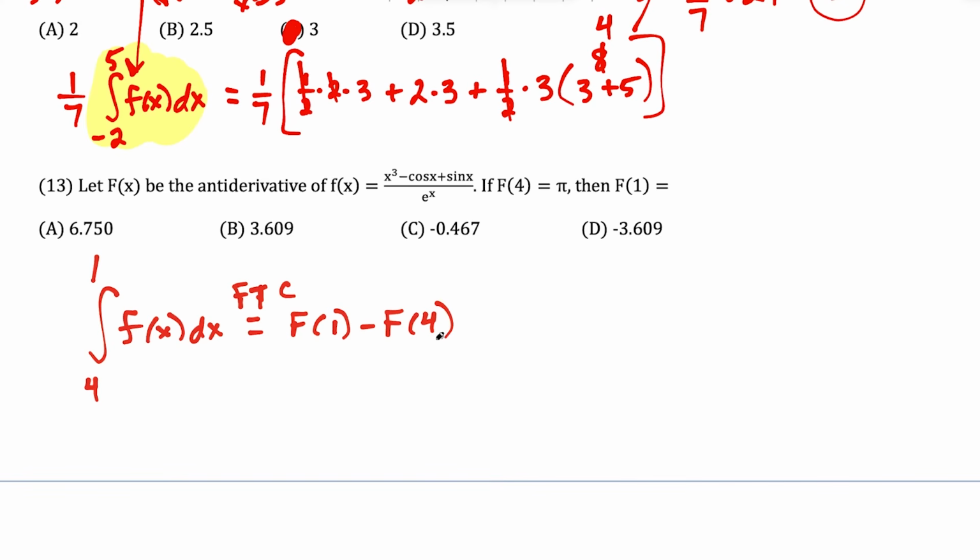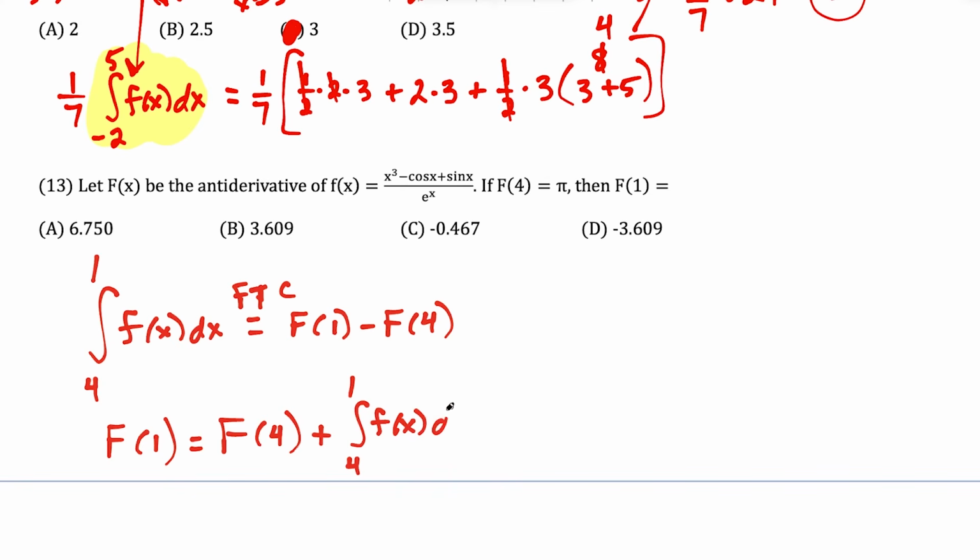Okay, so we're just using the fundamental theorem of calculus. We take the antiderivative of the integrand, and then we plug in the upper and lower limits to the antiderivative and subtract. But our goal is to solve for capital F of 1. So I'm just going to add capital F of 4 to both sides, and this tells us that capital F of 1 is equal to capital F of 4 plus the integral from 4 to 1 of f of x dx.